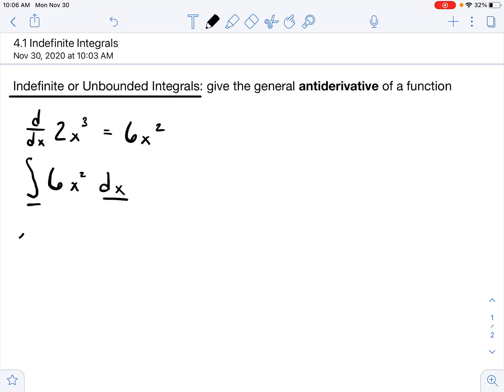okay? So this and this are the integral symbol, the integrand as it's known. And the dx tells us that we're integrating with respect to this variable, okay?